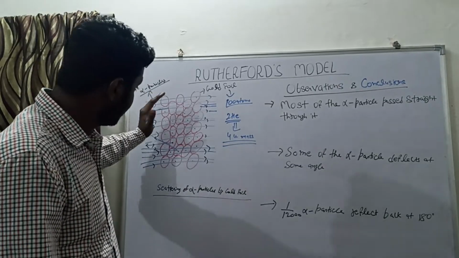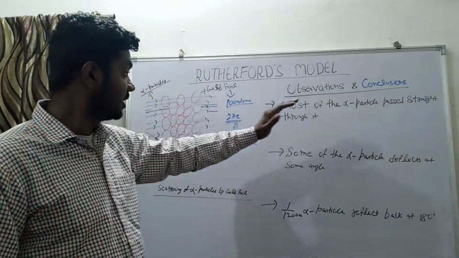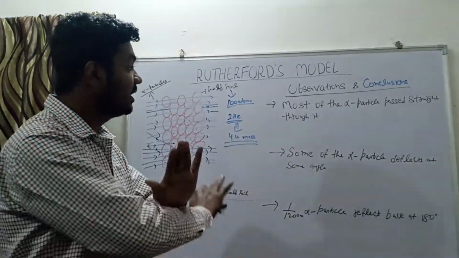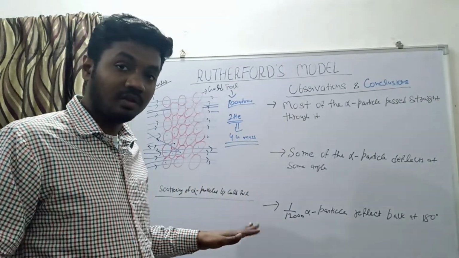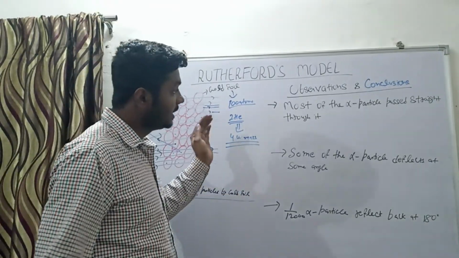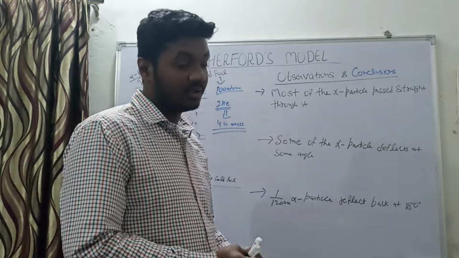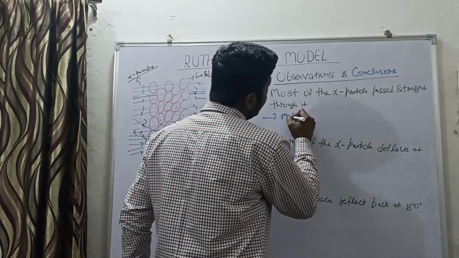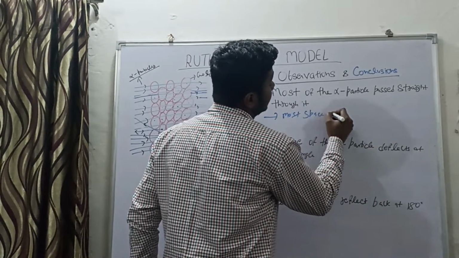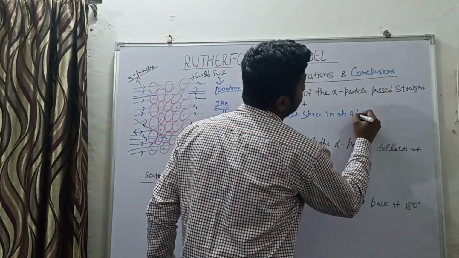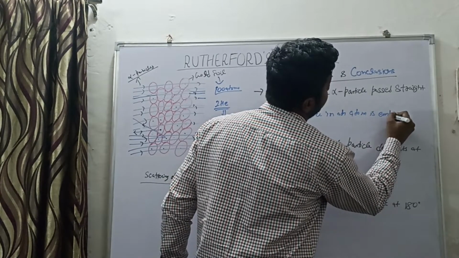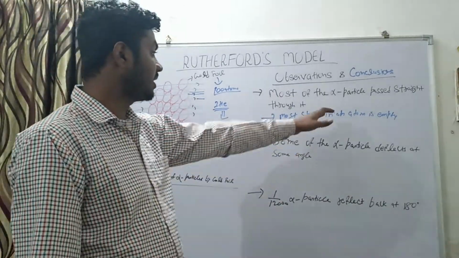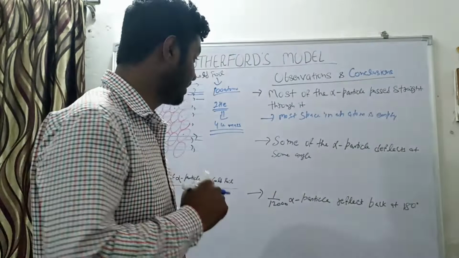As we can see here, he observed in his experiment that most of the alpha particles passed straight through it, like there is no reflection at all, which means that most of the space in an atom is actually empty. So this is his first observation and conclusion: most alpha particles pass through it, and most space in an atom is empty.